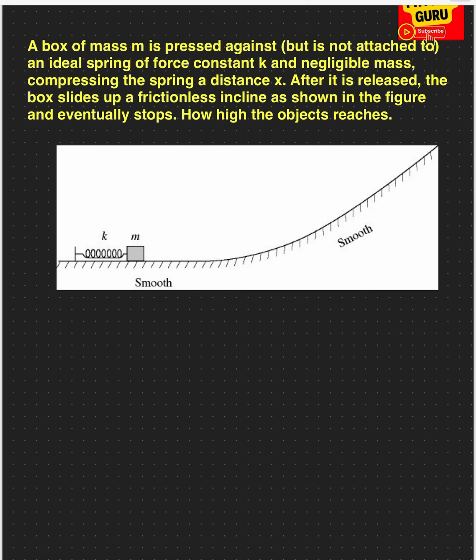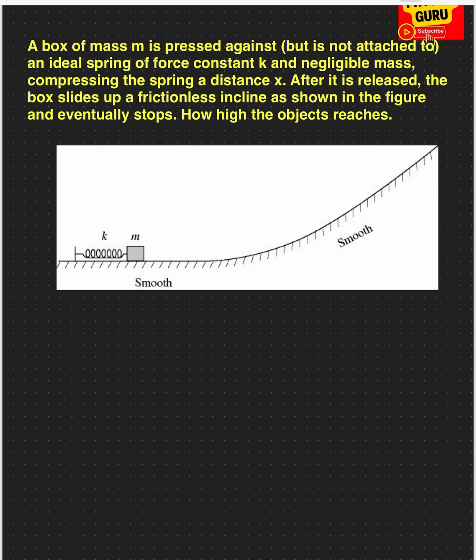In this problem, all you have to do is write down the conservation of energy equation. So we have a spring and a mass, and if you press this mass against the spring and release, what will happen? The object will slide along this smooth, frictionless surface. And what is the maximum height it can go to? In order to answer, all you have to write down is the conservation equation.